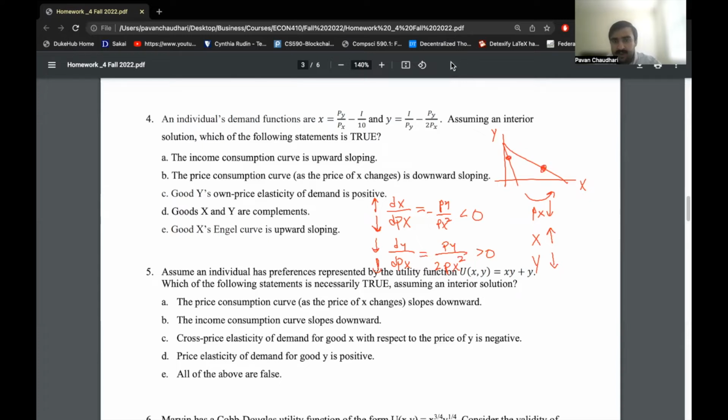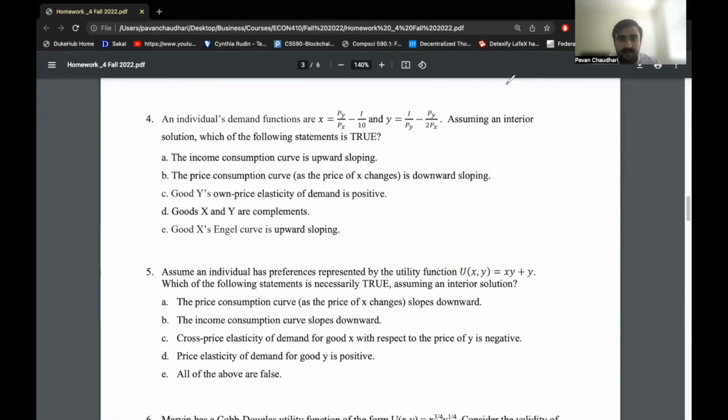So I pick any point on the first budget line. I'm going to pick this one, for example, it doesn't really matter. I have to go up in the x direction, so to the right, and I have to go down in the y direction. So maybe somewhere like this. And this is going to be our PCC. And this is in fact downward sloping. So this is the answer. This one's true.